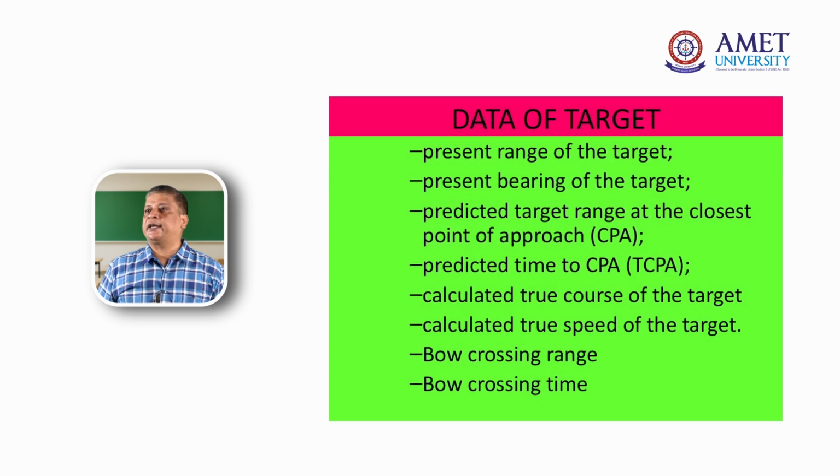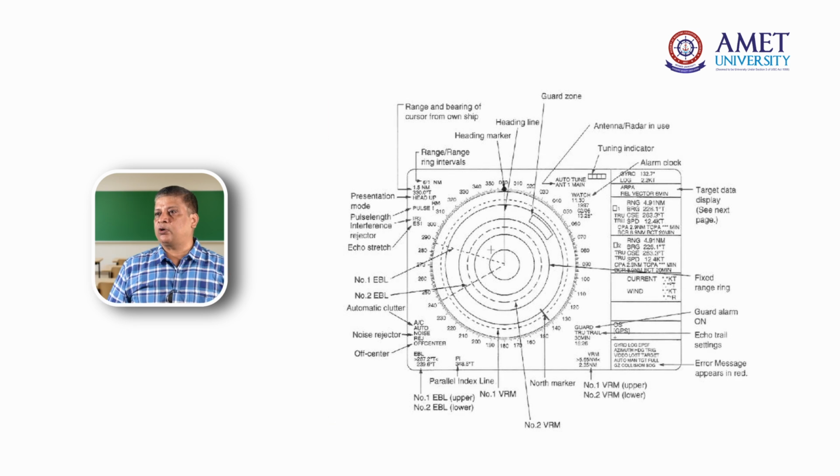What is the data which a target gives us so that we can take an effective action? You can see range, bearing, CPA, which is the closest point of approach, TCPA, time to closest point of approach. It calculates the true course of the target and the true speed of the target, bow crossing range and bow crossing time. Now you can have a look on the slide regarding the different data which is displayed on the radar screen.